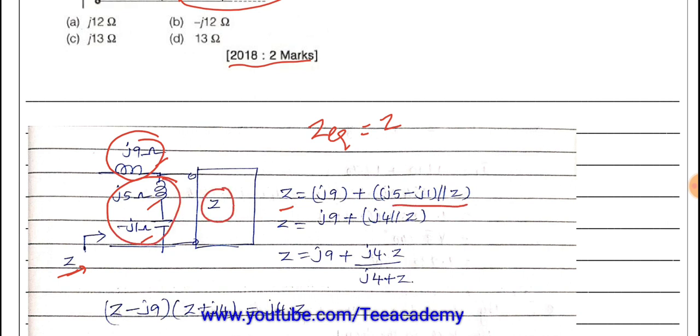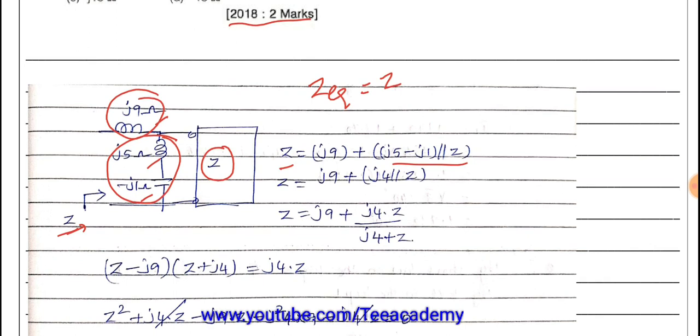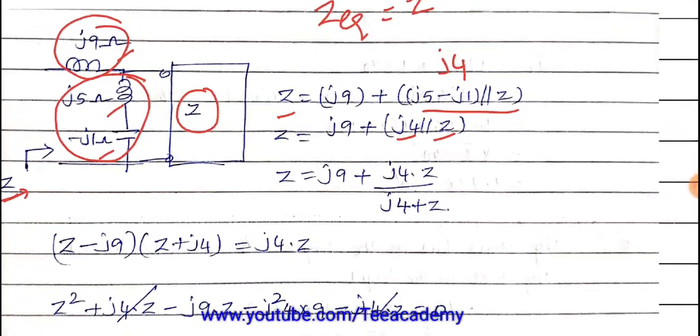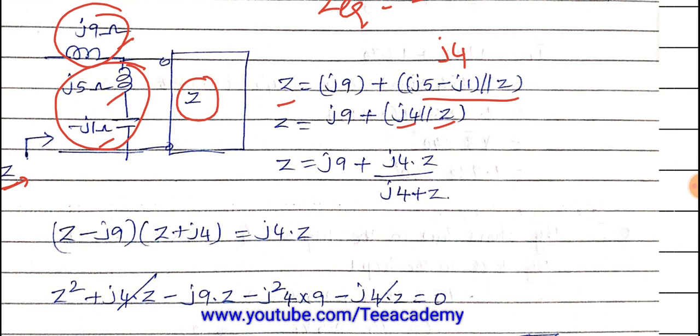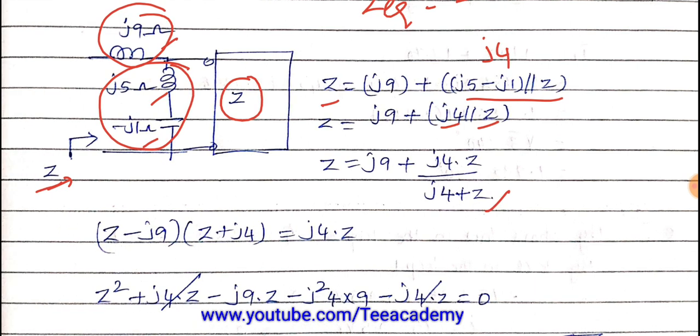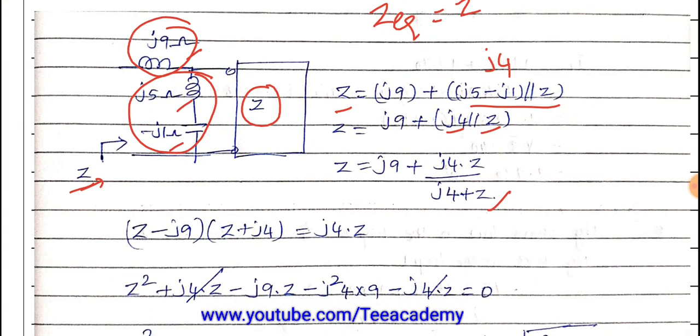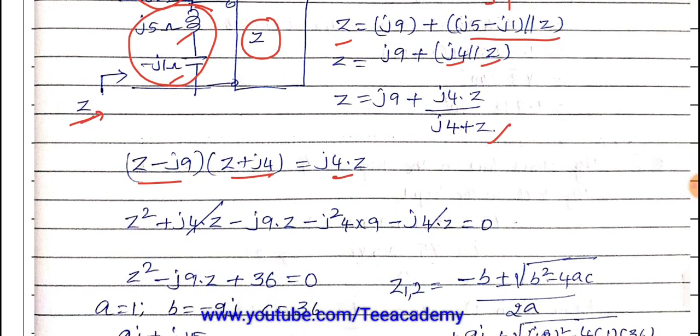Now if you simplify this, J5 minus J1 means J4, so J4 is in parallel with Z here. So Z is equal to J9 plus J4 into Z divided by J4 plus Z. Now further simplification: Z minus J9, into Z plus J4, is equal to J4 into Z. Further simplification, you will get the characteristic equation as Z square minus J9Z plus 36 is equal to 0 here.